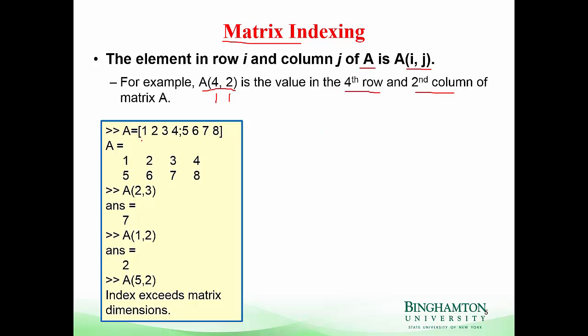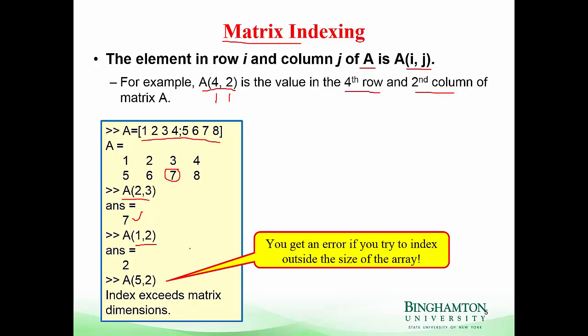So here's an example. We've got a 2-row, 4-column matrix. If I do A(2,3), I extract the element that's in the second row, third column. If I do A(1,2), I get that. And if I put in something that exceeds, it only has to exceed in one or both directions, I'll get the warning that says index exceeds matrix dimensions.